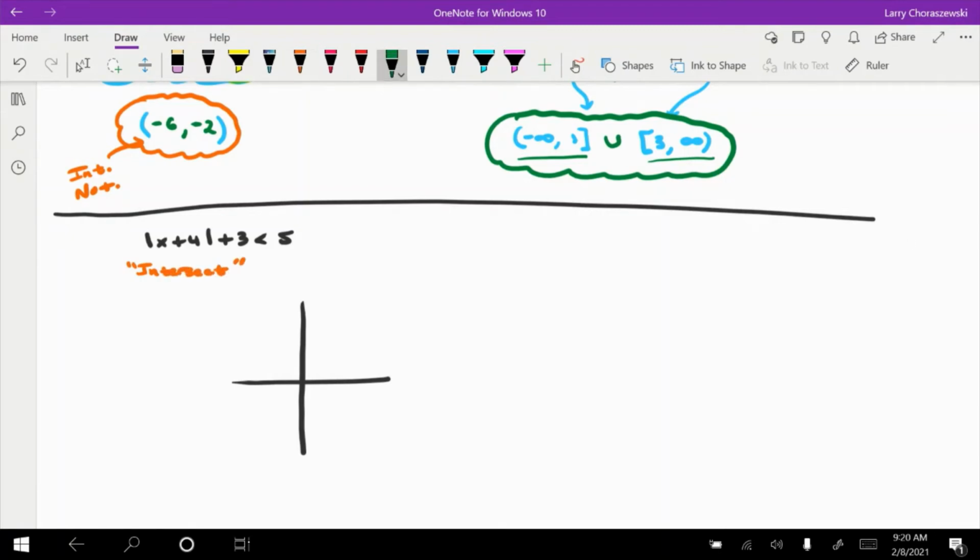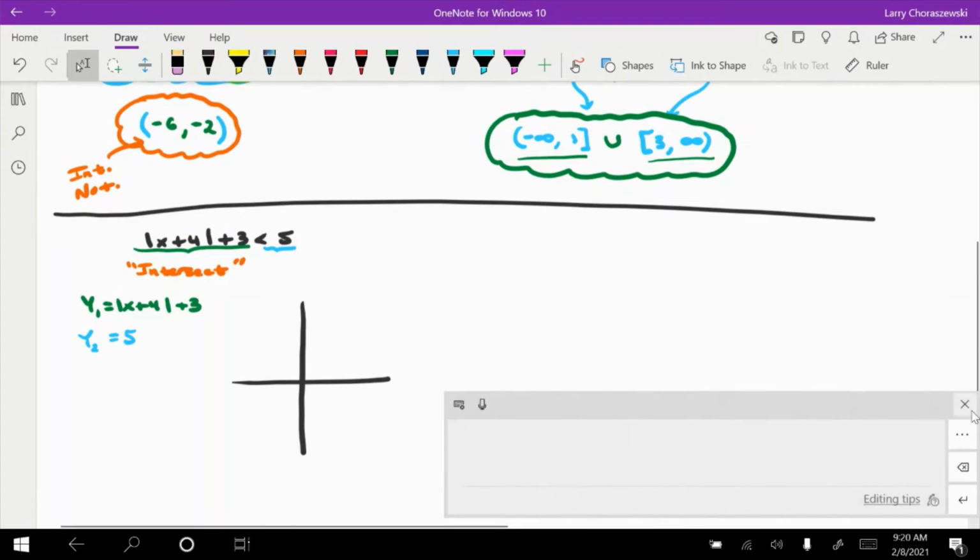And remember, the intersect feature requires two equations in the y equals menu. The first equation, y1, I'll define as the left-hand side. And the second equation, y2, is what I'll define as the right-hand side of this. So let's go to our graphing calculators and get these entered in.